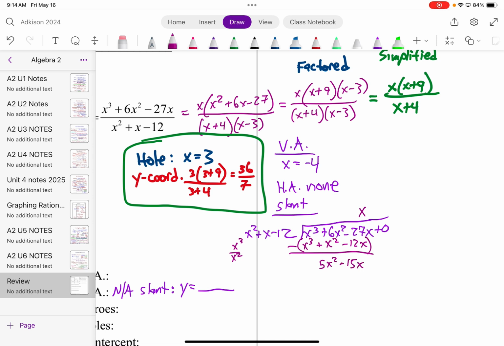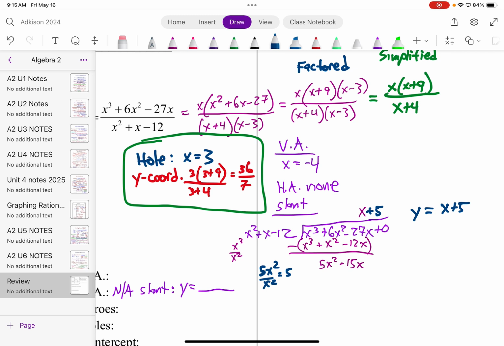All right, next one. So now you just do the 5x squared over x squared and you just get plus 5. But you don't need to go any farther because that is the mx plus b. As soon as you write that and you know that the rest of it's not going to create any more terms on top, then you're good. So your slant asymptote is y equals x plus 5.